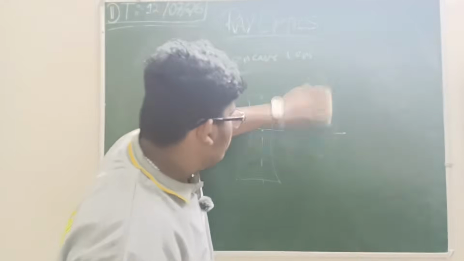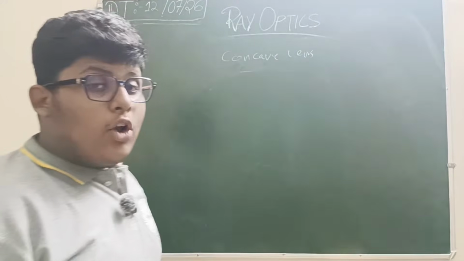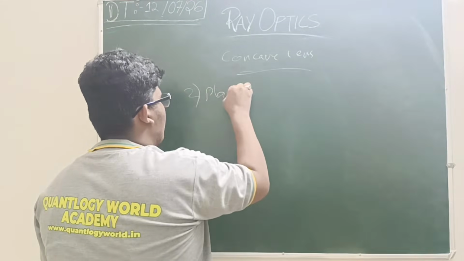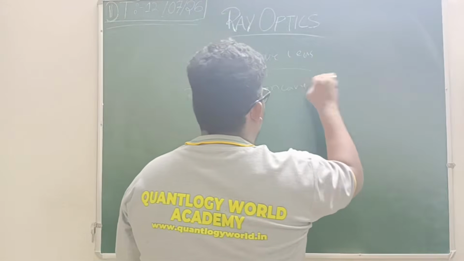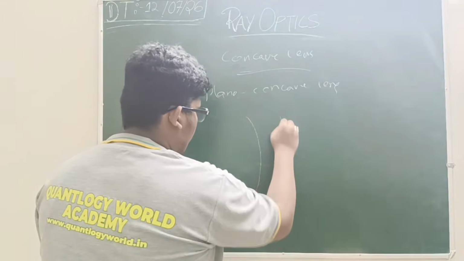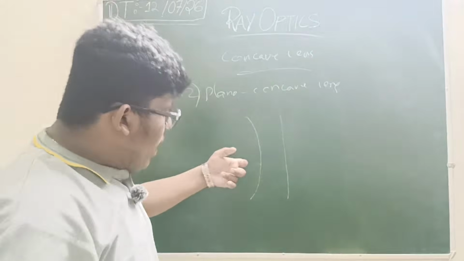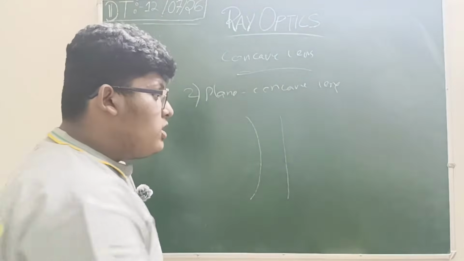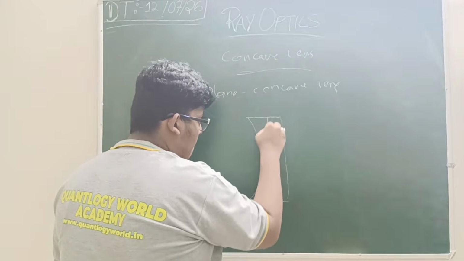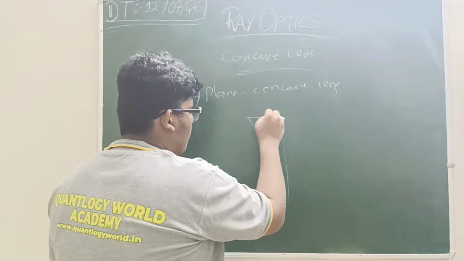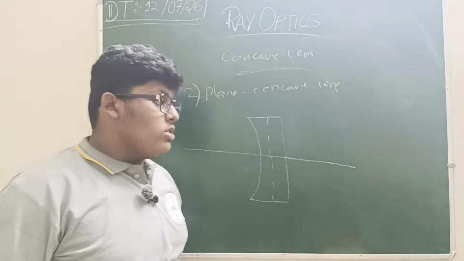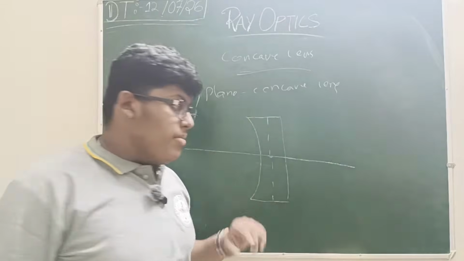Second one is plano concave lens. Plano concave lens uses one concave mirror and another plane mirror. So this is called plano concave lens. So this is the general diagram of plano concave lens, which uses one plane mirror and another concave mirror.